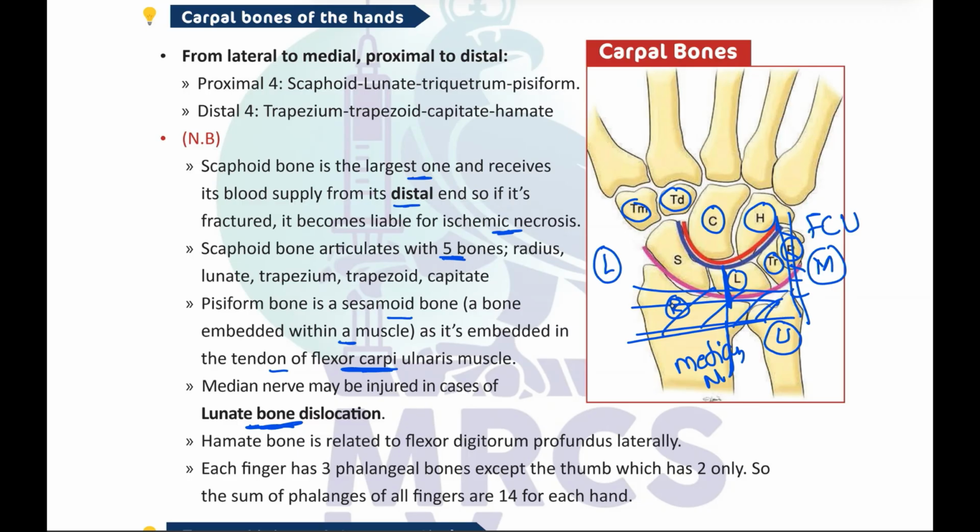So hamate's body is related to the flexor digitorum profundus tendon. As you could appreciate here, they will be the tendon of the flexor digitorum profundus. Now, each finger has 3 phalanges except for the thumb, which has 2. So the sum of all will be 14. So this is also important to know.